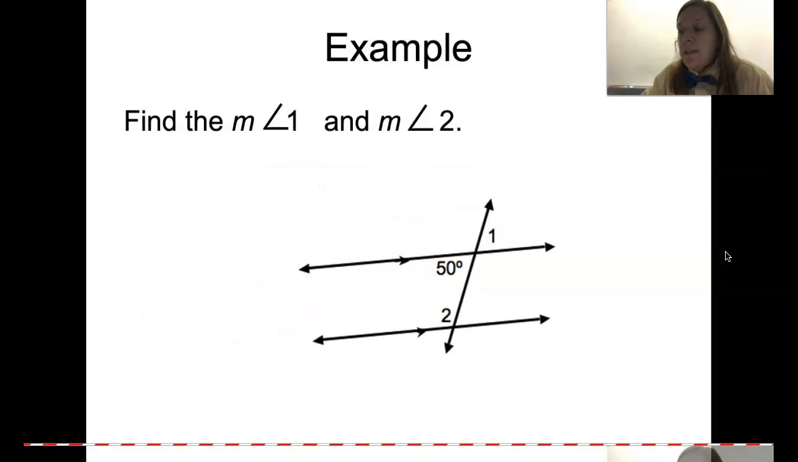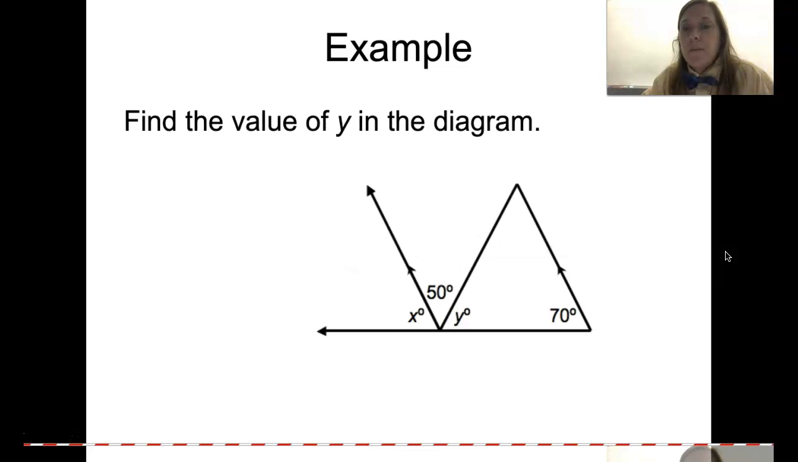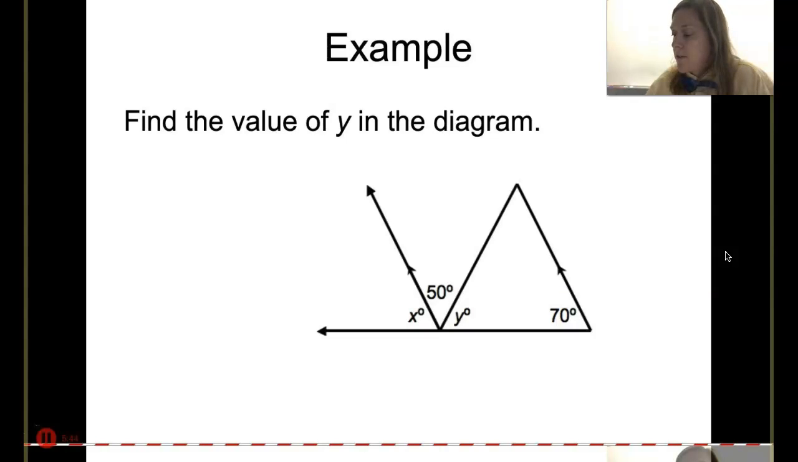All right, moving on to the next one. Ooh, this one looks a little bit more complicated. We need to find x and y. Okay, so let's first focus on x. Zoom this in a little bigger.